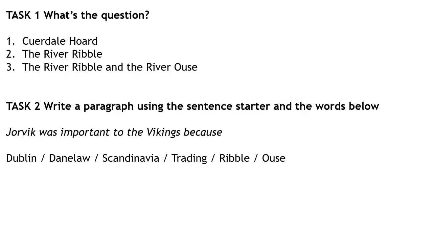So before we start, let's do some practice on that. There's two parts to this task. The first task, you know how to do this by now. You have to write a question that's going to give me this answer. So think carefully about what we've learned so far in today's lesson, what question could give you those answers. And then for task 2, I want you to write me a paragraph, several sentences, using the sentence starter, Jorvik was important to the Vikings because, and then I want to see if you can include those 6 words in your answer. This is going to take you 5 or 6 minutes. Pause the video now and come back to see some answers when you're done.